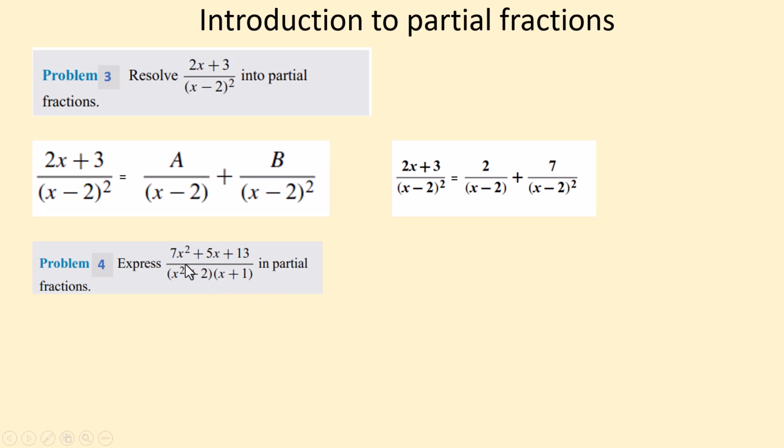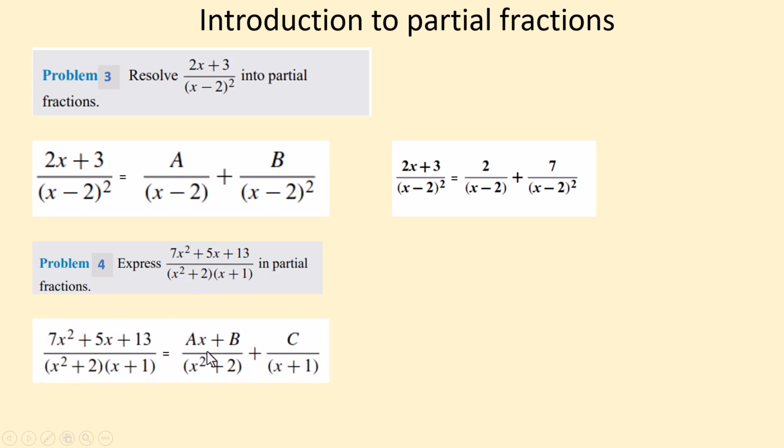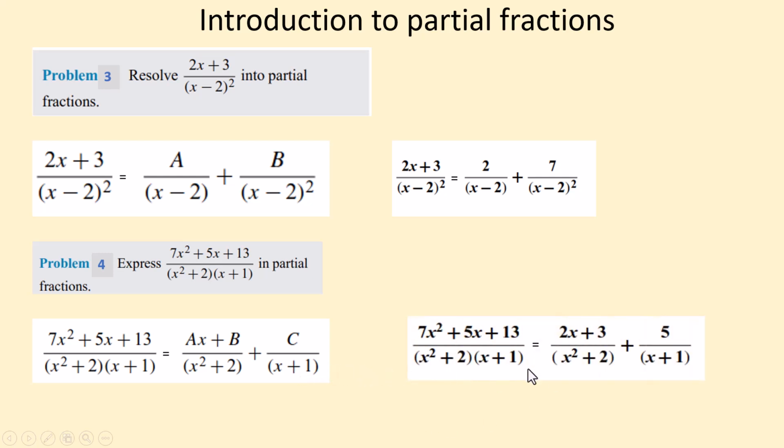For example, we have this example. We have a linear factor and a quadratic factor. Its partial fraction becomes, for the quadratic factor, (ax plus b) over (x squared plus 2), plus c over (x plus 1). The solution becomes (2x plus 3) over (x squared plus 2) plus 5 over (x plus 1).